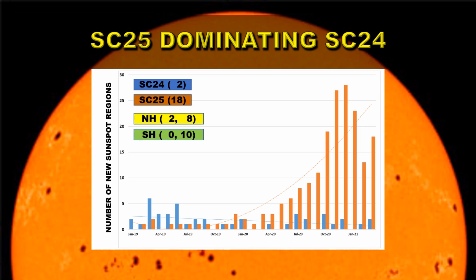We can take a look at how these were distributed between the hemispheres. In the northern hemisphere, we had 2 regions that were old cycle and 8 regions that were new cycle. In the southern hemisphere, we had 0 regions that were old cycle and 10 regions that were new cycle.